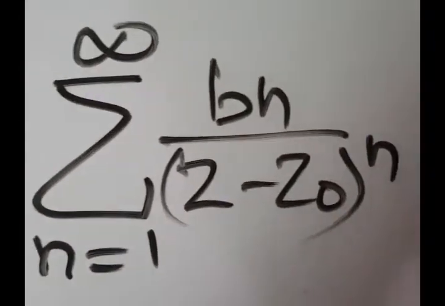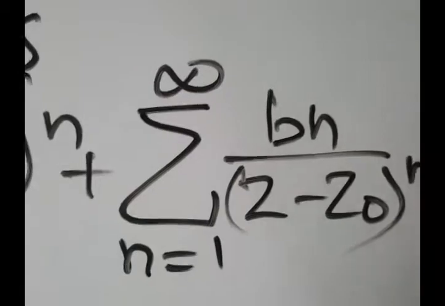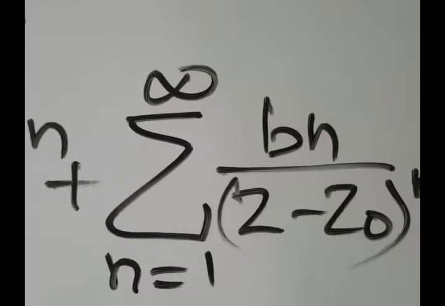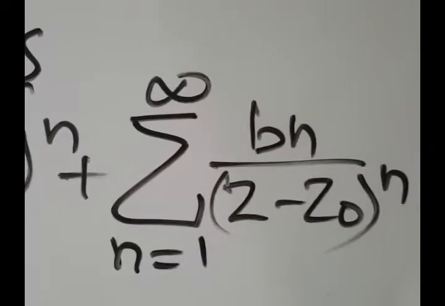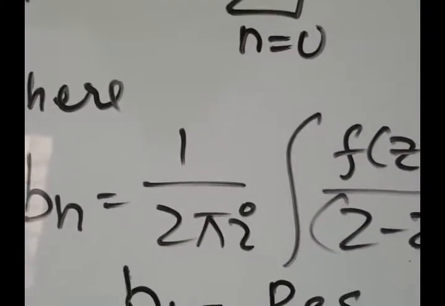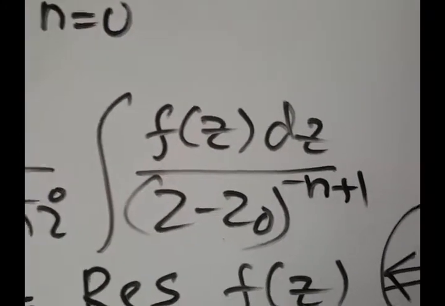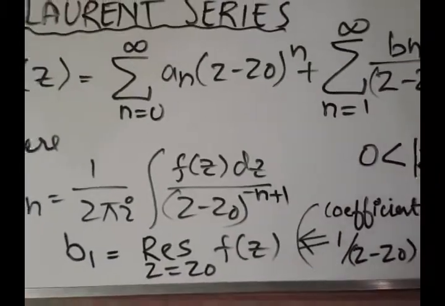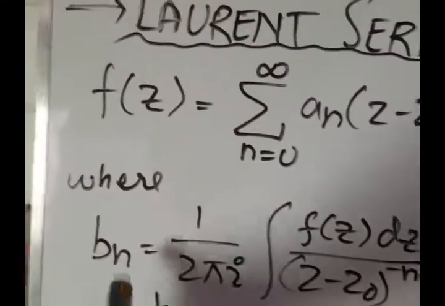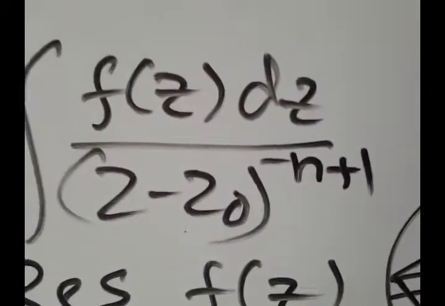The second one, with the coefficient b_n, is very important, and it helps us to calculate integrals in complex analysis. This b_n will help us to attain the coefficient, and this will further help us to evaluate the integral. So b_n has a general form: b_n is equal to 1 over 2 pi i times the integral of f(z) dz over (z - z_0) to the power (-n + 1). You must know this general form of b_n.